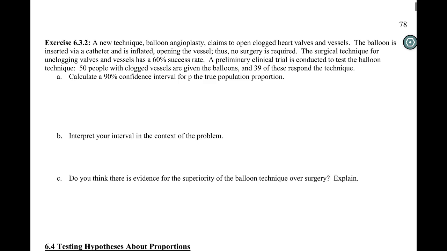So now that you've had a chance to read this, you hopefully realize that there's two different pieces that we're talking about. We're talking about a balloon technique, and then we're also talking about a surgical technique. So there's two issues going on. A balloon, which is the new way that they're trying to deal with clogged heart valves and vessels. And then there's the surgery, the old way that they did it.